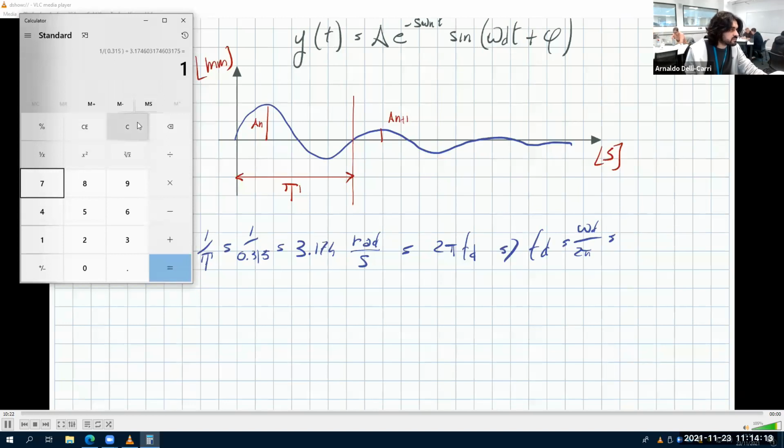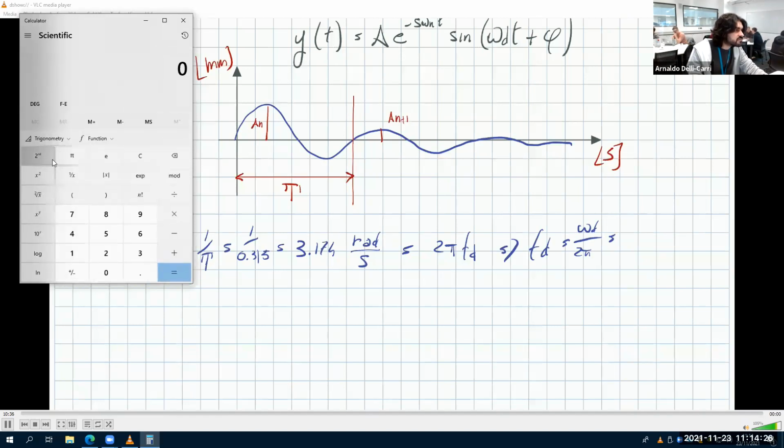This number, 3.174, divided by 2, divided by pi. Is there pi anywhere? No, this is scientific. Ah, it cleared everything. Windows. So 0.315, inverse of this, divided by 2, divided by pi. 0.505.